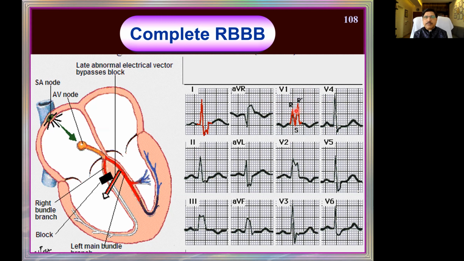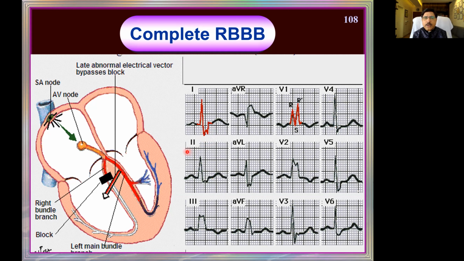And the complement of that: the S wave in L1, which is a left-sided lead, and AVL, which is a left-sided lead, these two will show a slurred S wave. The S wave is wider and slurred. So three important features should be there. One, the QRS duration should be more than 0.08.